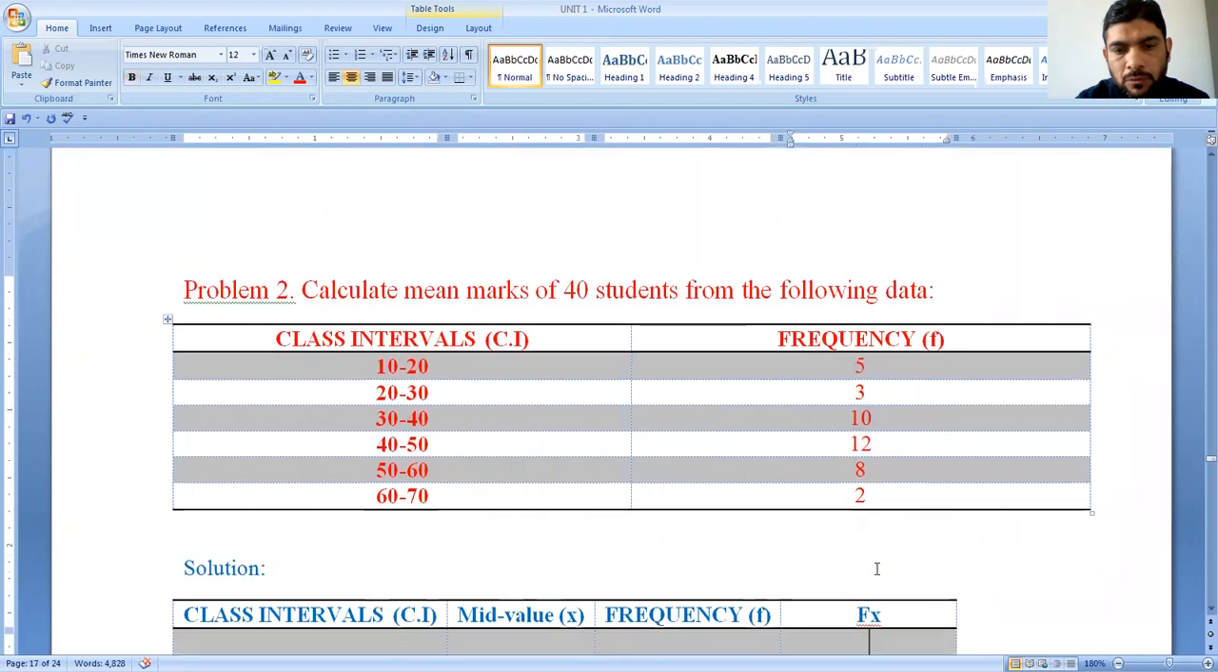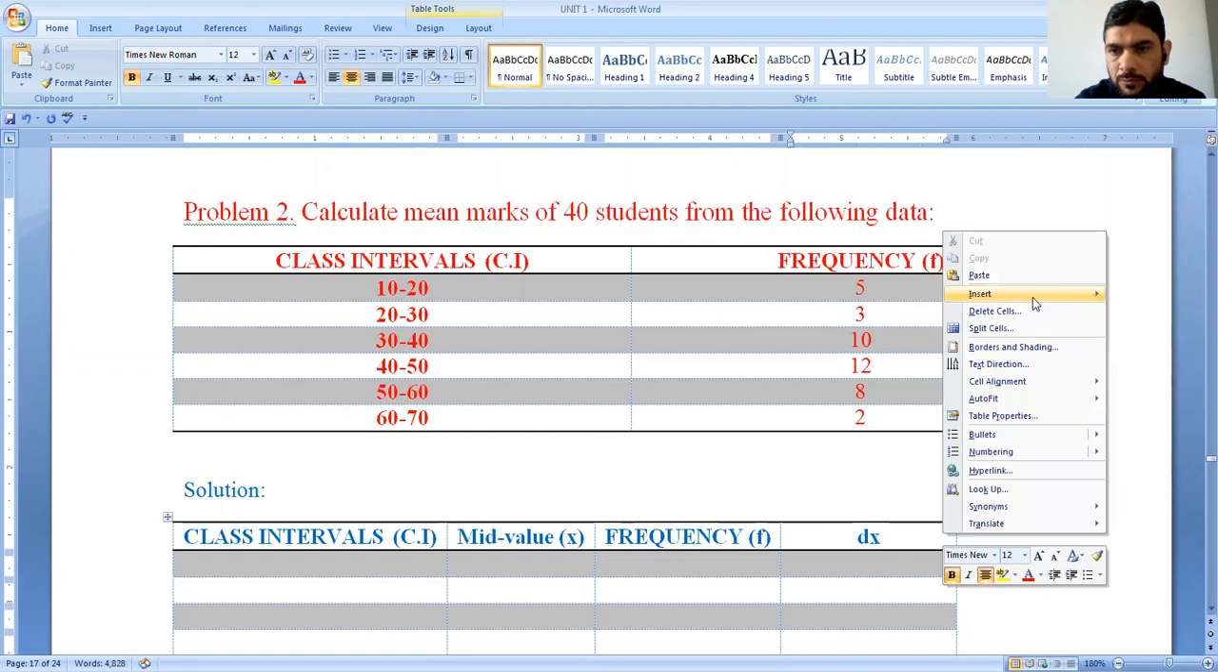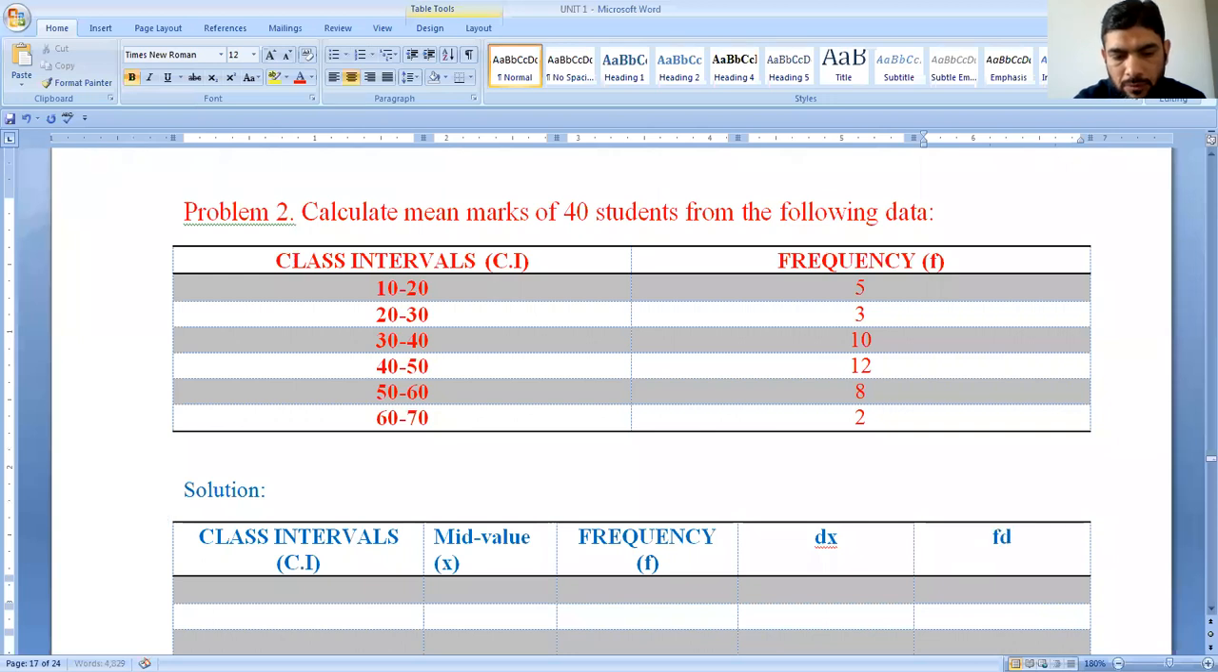What we have to do? We have to draw a table, and we have to find out dx, and one more column we should have over here. It will be f dx. So class intervals we have 10 to 20 and so on. Frequencies we have in the same manner.